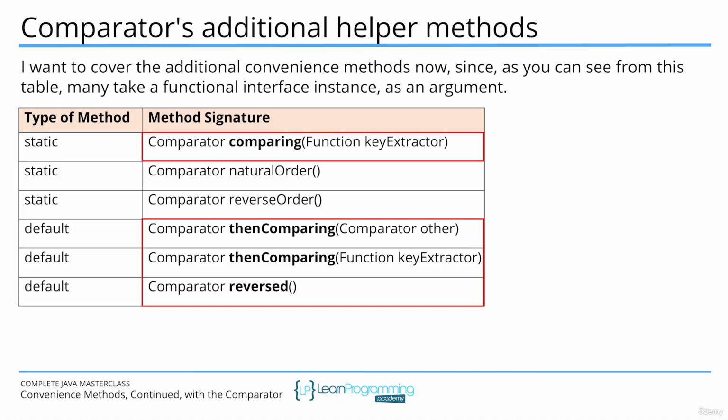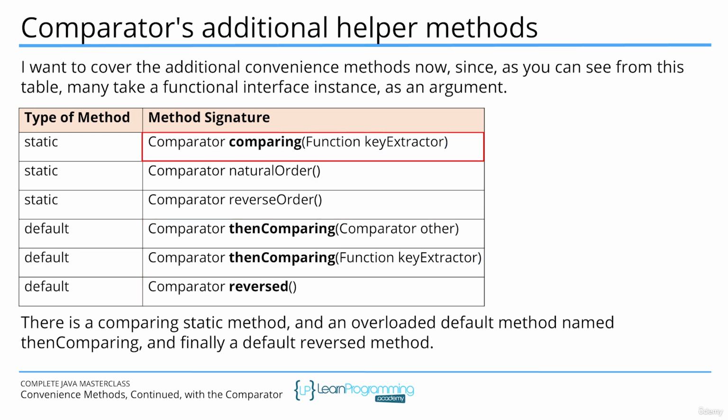I want to cover the additional convenience methods now, since, as you can see from this table, many take a functional interface instance as an argument. There is a comparing static method and an overloaded default method, named thenComparing, and finally a default reversed method. Let's look at these in some code. Once you understand how to use them, I think you will really appreciate these methods.